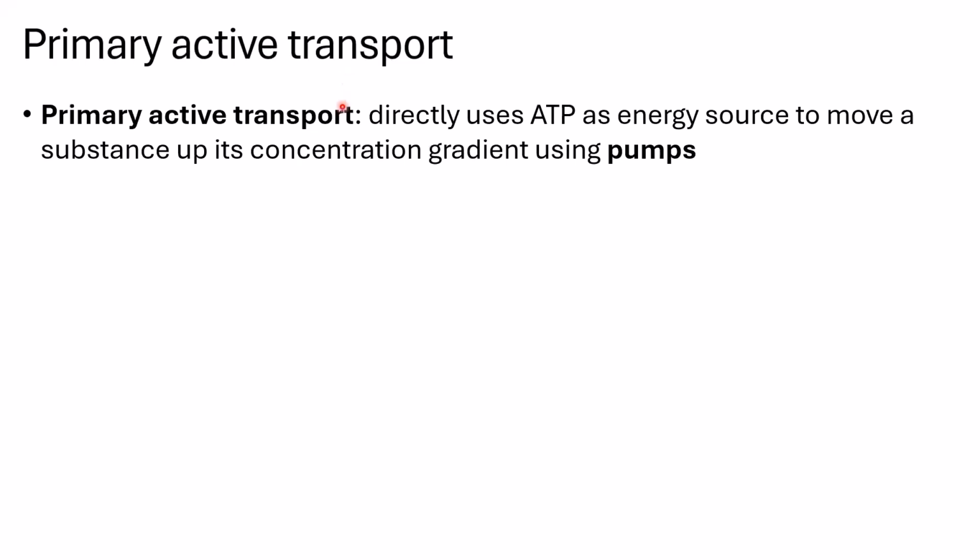Now let's talk about active transport. Again, active transport occurs when energy is needed to move something up its concentration gradient. Primary active transport refers to when ATP is used as a direct energy source. This is generally done using transport proteins called pumps.